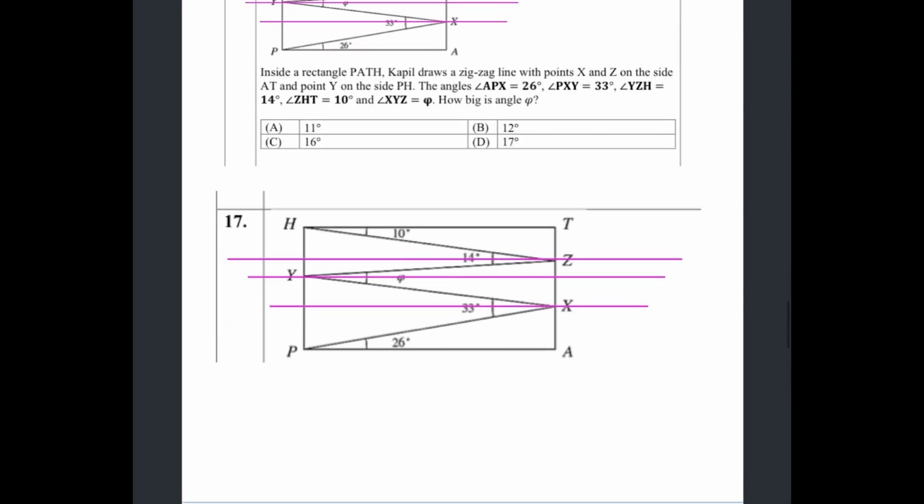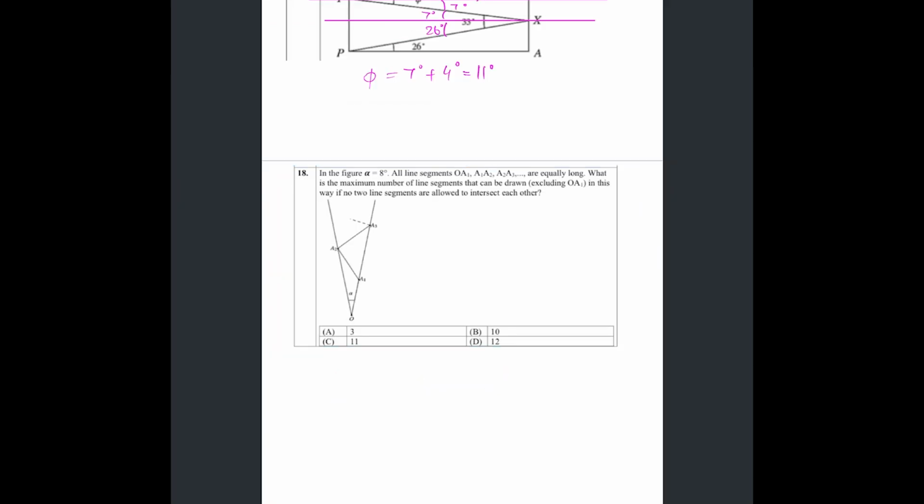So this angle here is 10 degrees, which gives us this angle here is 4 degrees, which gives us this angle is 4. And this is 26, so this becomes 7 degrees and this becomes 7 degrees. So the angle phi is 7 degrees plus 4 degrees, which is 11 degrees. Option A.